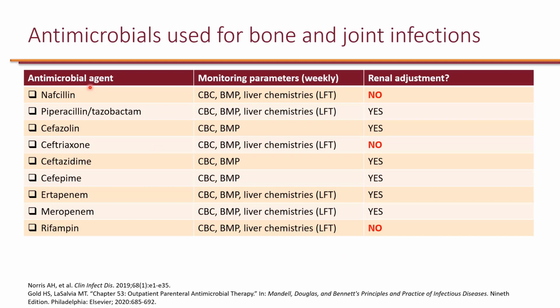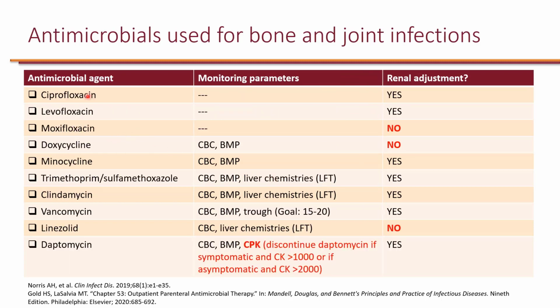Here's a list of IV antibiotics that are used outpatient for the treatment of bone and joint infection. Rifampin is also available as oral, so it is often used orally for the treatment of bone and joint infection. Keep in mind that according to the 2018 IDSA guidelines for OPAT, or outpatient parenteral antimicrobial therapy, it is recommended to check CBC, so complete blood count, and basic metabolic panel weekly for outpatient monitoring for all of these agents. For some of these agents that are more likely to assault the liver, liver chemistries are also recommended to be monitored weekly. And of course, nafcillin, ceftriaxone, and rifampin are not renally adjusted.